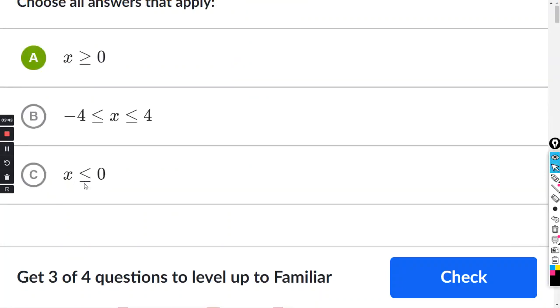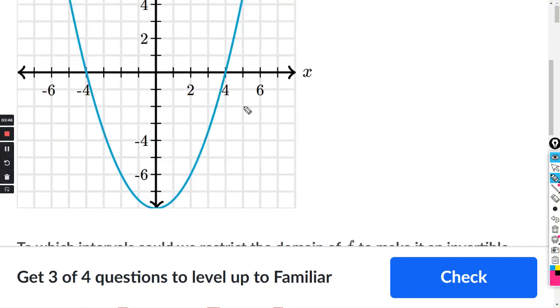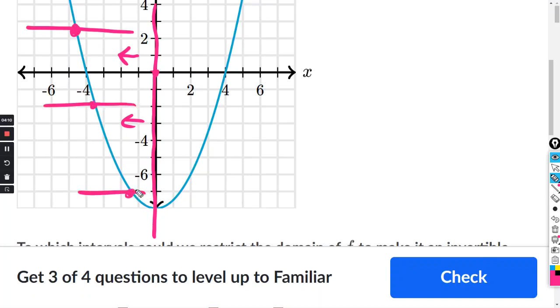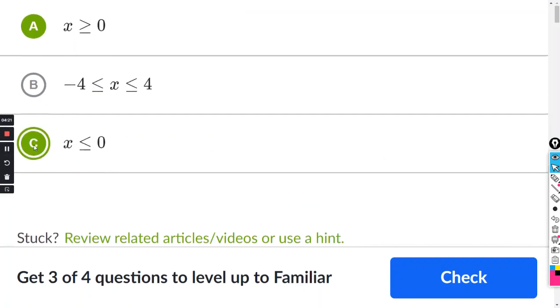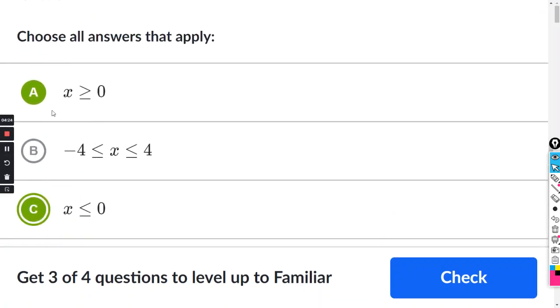Let's check answer C. x is less than or equal to 0. On your x-axis, go to x equals 0, that's this line right here, and we're looking at everything on the graph that is less than or equal to 0. Can we do the horizontal line test? Yes, it intersects once. Wherever you go, even all the way down here, it only intersects once. So the answer is yes, if x is less than or equal to 0. So answer C also works. Like I said, choose all answers, it may be more than one.